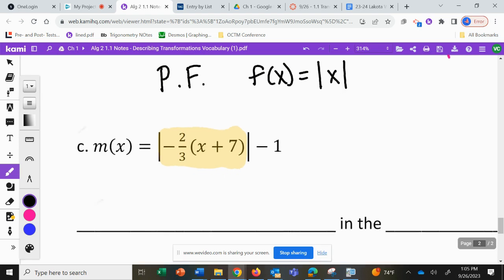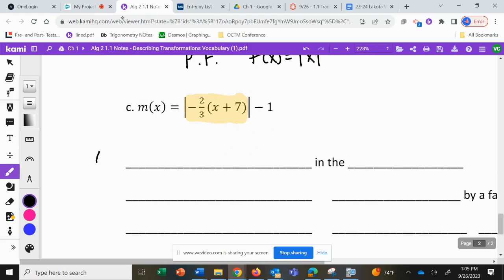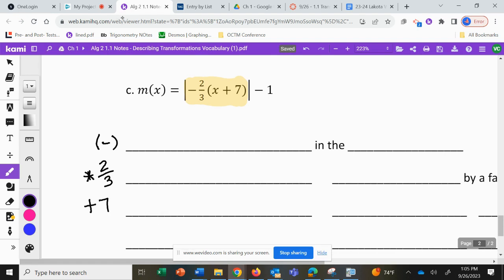So we're going to go left to right. The first thing that I come to is a negative sign. Then I come to 2/3. Is that adding, subtracting, multiplying? Multiplying. Then we come to plus 7. That's adding. And then we come to subtract 1. The negative sign is on the inside, horizontal. 2/3, horizontal. 7, horizontal. Minus 1, vertical.